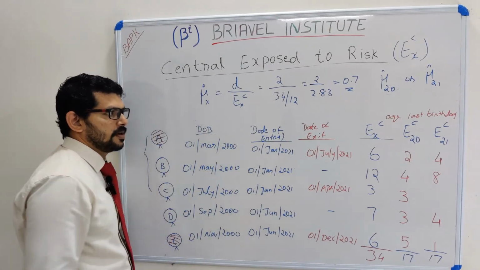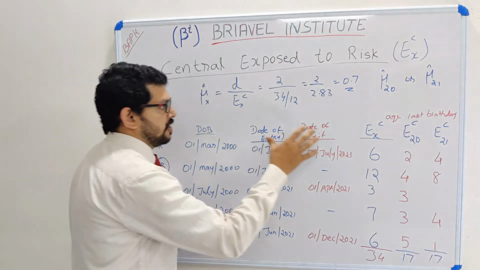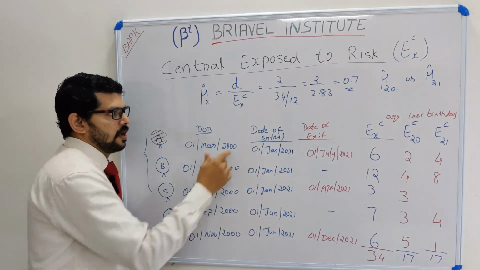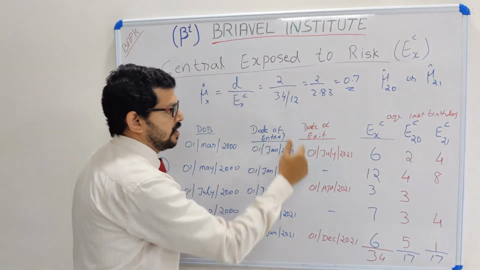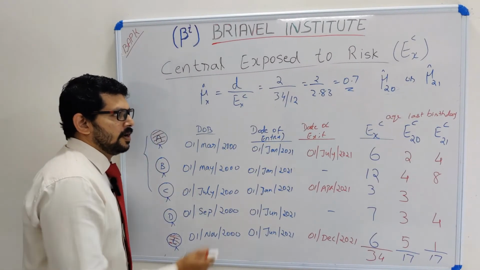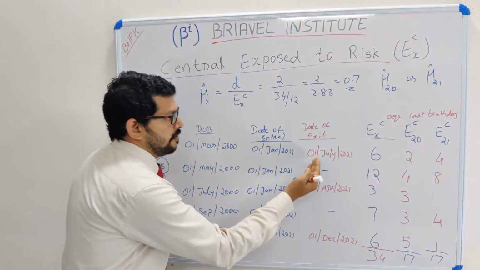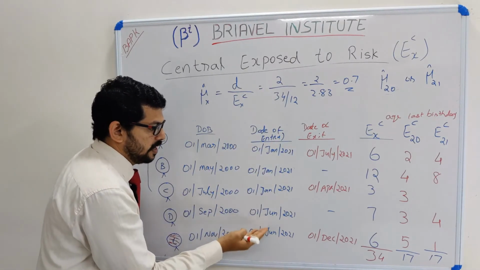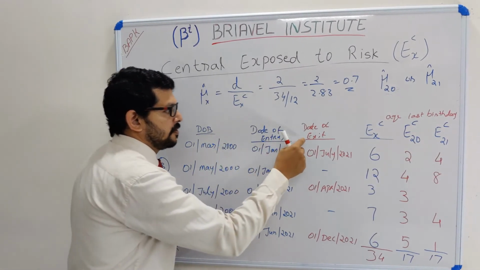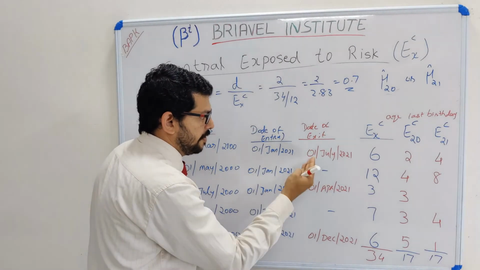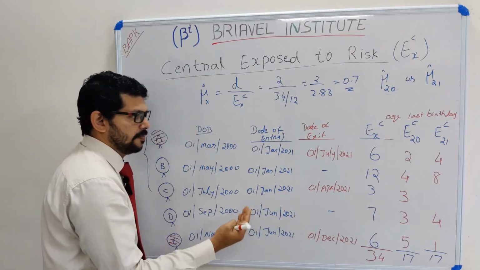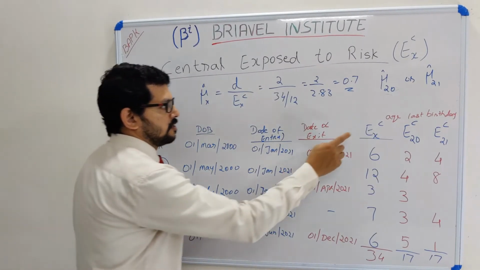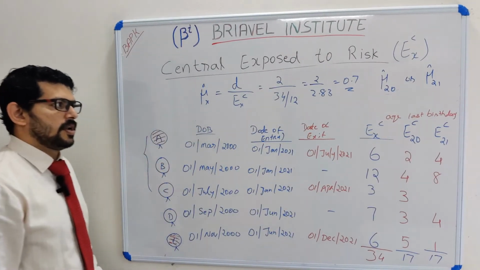What are the points we have to consider in this calculation? For central exposed to risk, we need the exact date of birth, date of entry and date of exit. One advantage is that people can be added in between the observation, so increments are possible, and people can leave the observation due to death, withdrawal or other causes, so decrements are also possible. The central exposed to risk is used in the Poisson model.